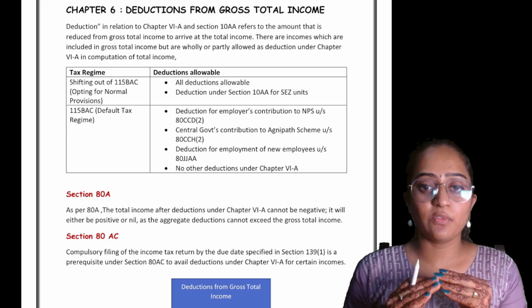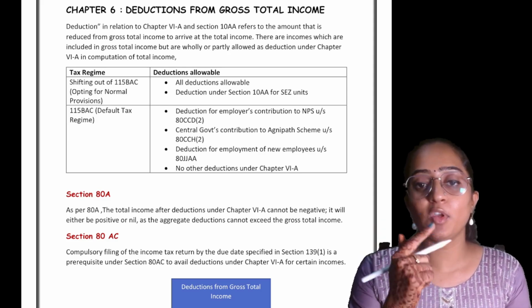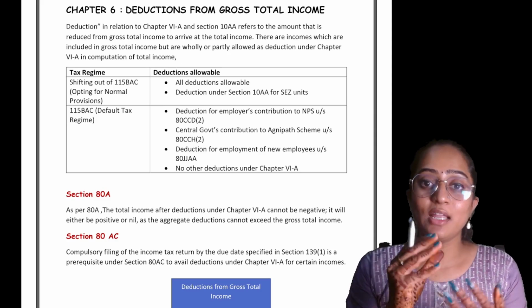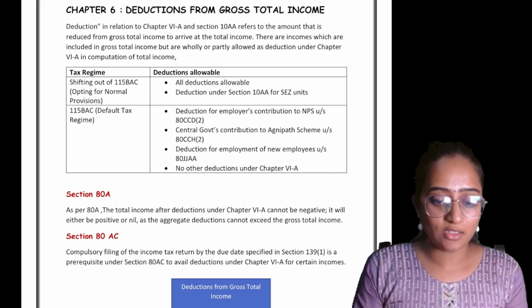Always remember there is a difference between deductions and exemptions. Deduction becomes minus from your GTI, whereas your exemption, that amount will not get into your GTI itself. So that is the difference between your exemptions and deductions.